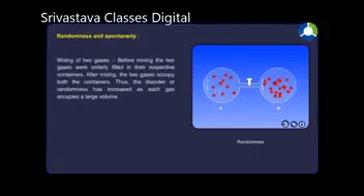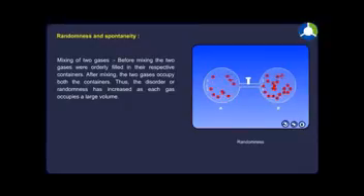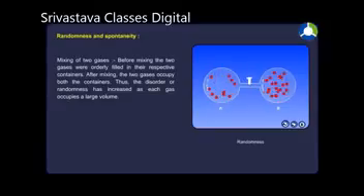Mixing of two gases. Before mixing, the two gases were orderly filled in their respective containers. After mixing, the two gases occupy both the containers. Thus, the disorder or randomness has increased as each gas occupies a larger volume.